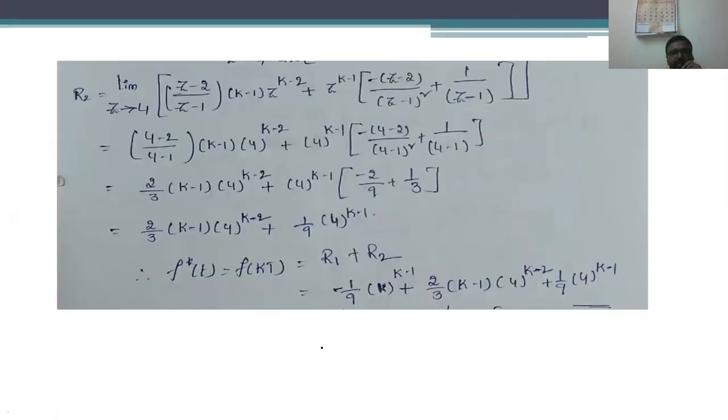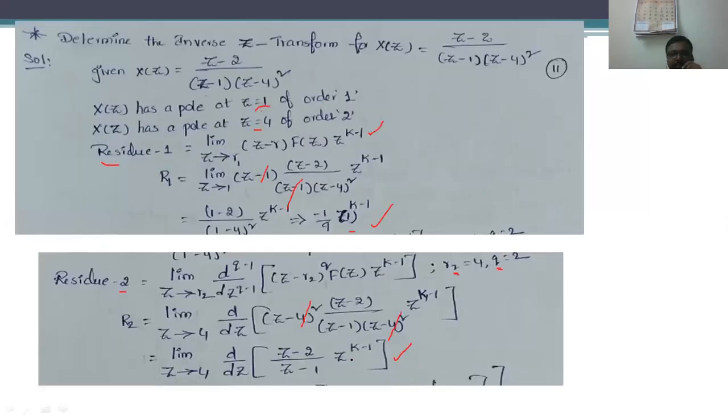This is the differentiation of this particular function. We are going to treat z minus 2 divided by z minus 1 as a constant. Here, for z power k minus 1, we are going to apply the differentiation.